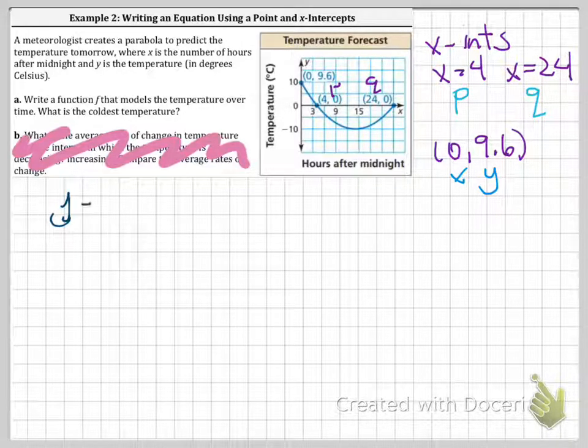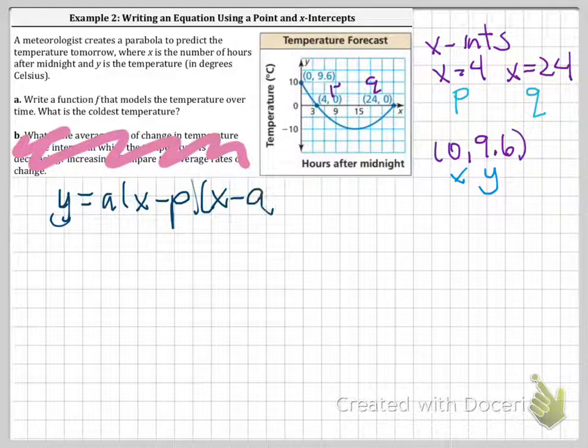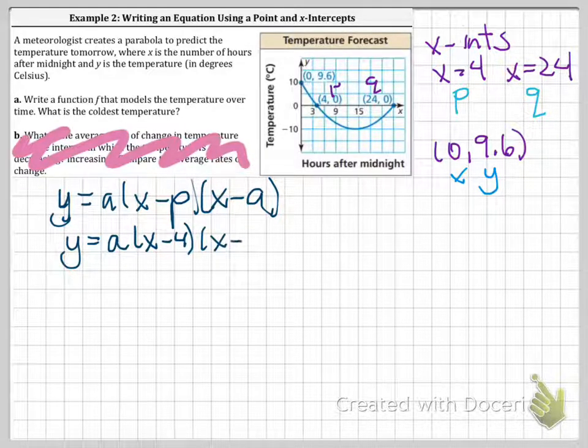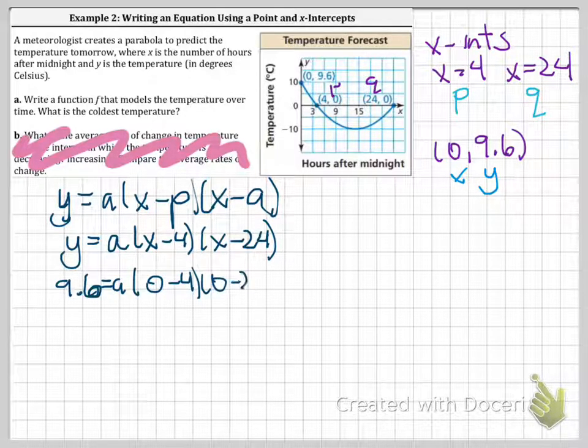So y equals a times x minus p times x minus q, and plug in, first of all, our p and q. So notice that in the formula, it's opposite signs. So a times x minus 4 times x minus 24. Then let's plug in our x and our y. y is 9.6, x is 0, so 9.6 equals a, and then 0 minus 4 times 0 minus 24.